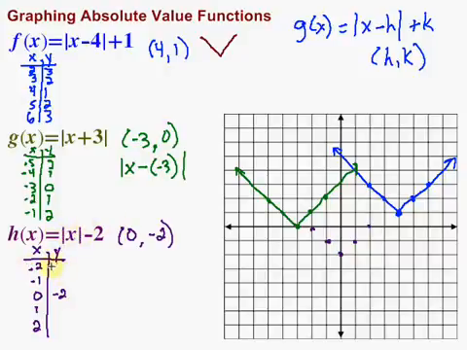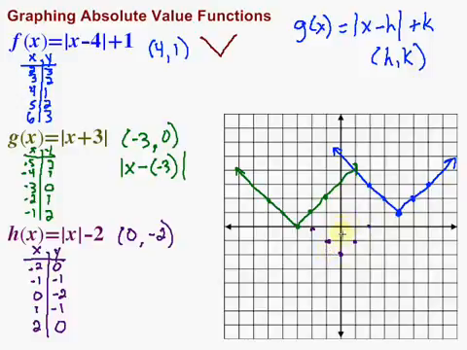Feed those in here, so negative 2, absolute value is 2, 2 minus 2 is 0. Then negative 1, absolute value is 1, minus 2 would be negative 1. 1, absolute value still 1, minus 2 is negative 1, and then finally 2, absolute value still 2, minus 2 is 0. Let's check those points.